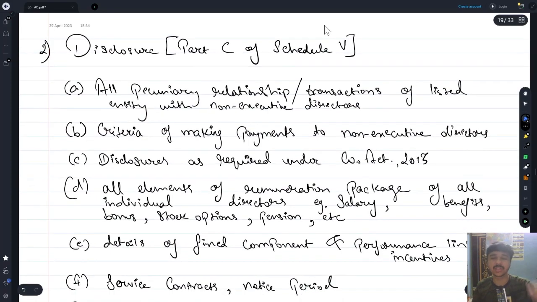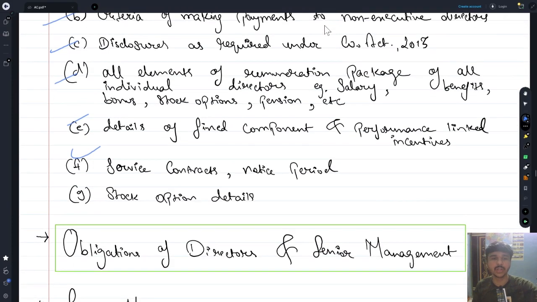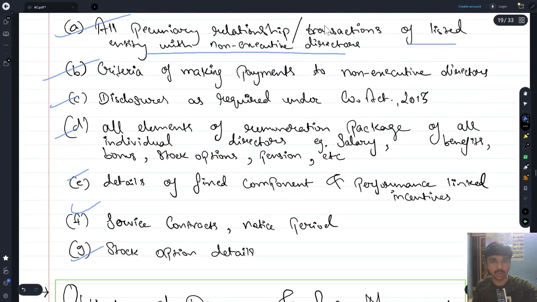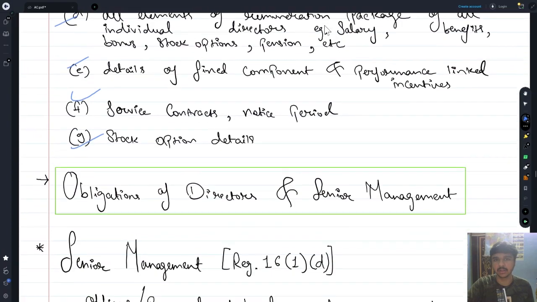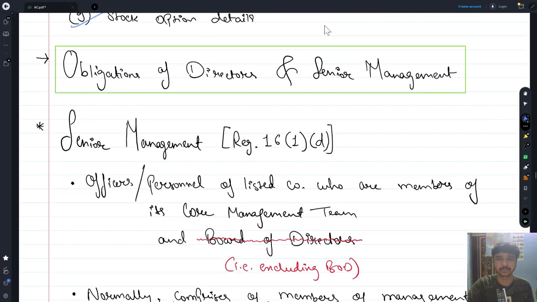Now, what disclosures does the company need to make in its annual report? Obviously, all pecuniary relationship transactions of the listed entity with non-executive directors and all these other things. We don't need to go into detail. You can just read it once because we believe in a strategy that we don't leave anything. But this is not important. These are very general points that have been mentioned here.